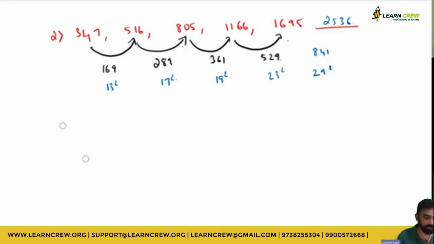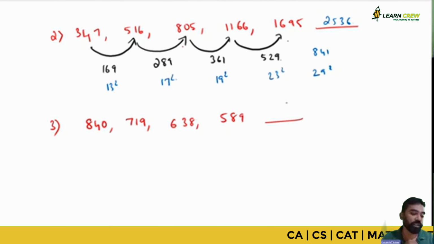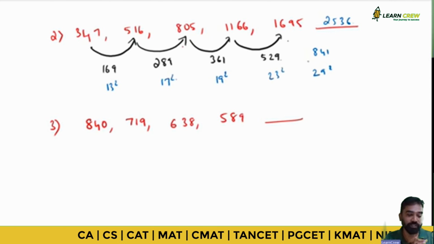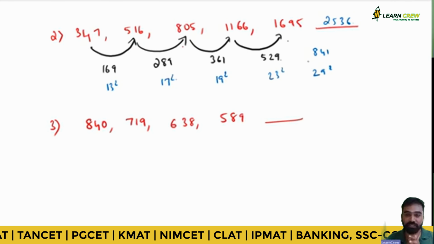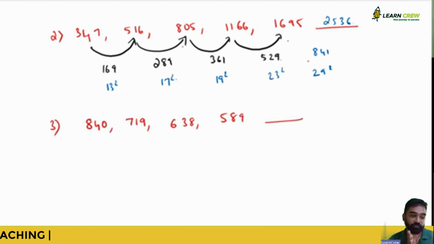Let's see how clear you are. Third one: 840, 719, 638, 589. Find the next number. This is definitely not a multiplication. This is a differential. Find the difference between them. 840 and 719, okay. Next one, 719 and 638. This is 121, you said. Next one?